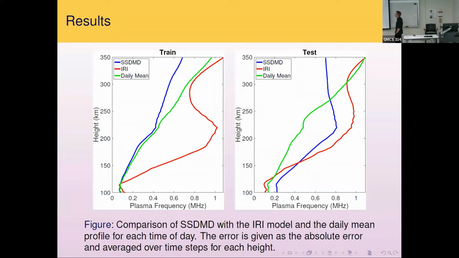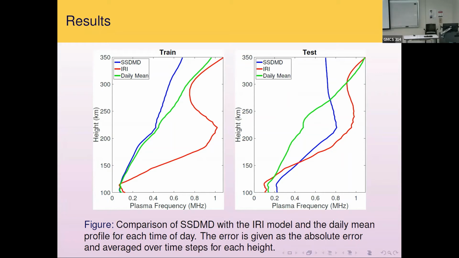So the moral of the story is we can take our model, that's the blue SSDMD. IRI, if you remember from the beginning of the talk, is the international standard empirical model for modeling the ionosphere. And we can also do something really goofy and just take a daily average and let our model be literally that daily average moving forward in time. Just repeat the daily average day after day after day. And so you can look across height, look across time, average error over time in the 3 different approaches.